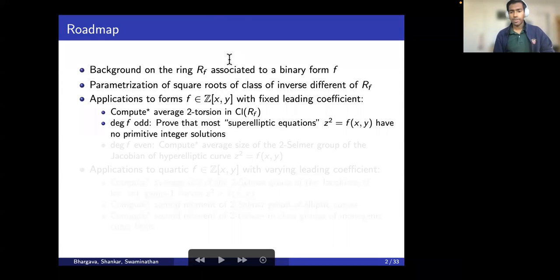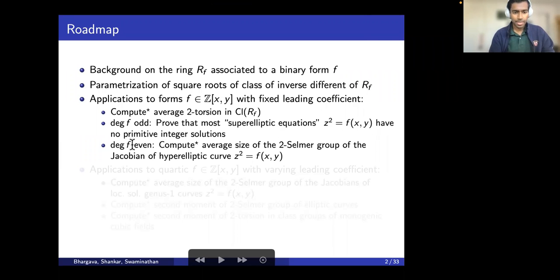And if F is a binary form of odd degree, you can look at the equation z squared equals f of xy. That's known as a superelliptic equation, and one is interested in studying the integral solutions to this equation. And we can use the parametrization to prove that most of these equations have no integral solutions.